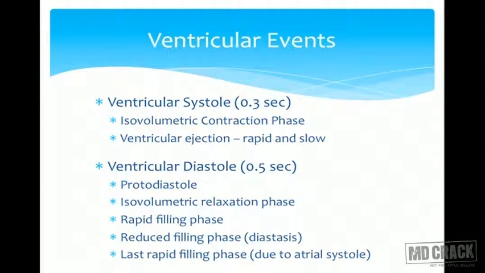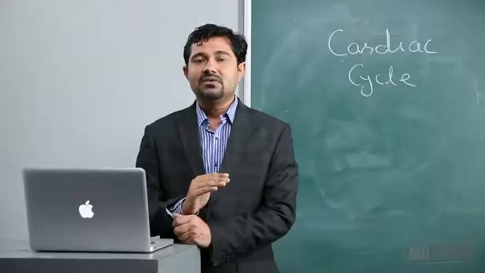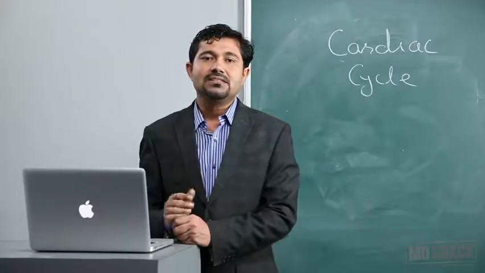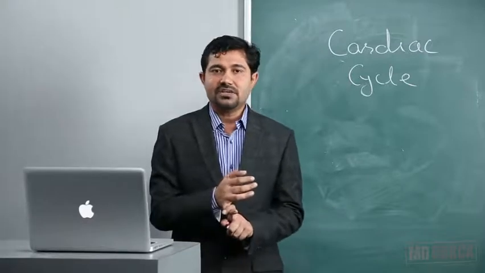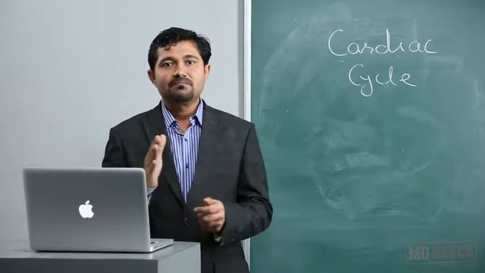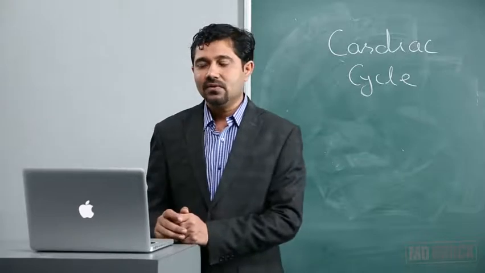What will happen in the rapid ejection phase? The ventricular pressure will go on increasing. It can go up to 120 mm of Hg or 130 mm of Hg. And then afterwards, when the blood has been ejected out into the aorta, the aortic pressure will go on increasing, whereas the ventricular pressure will go on depleting. This phase, the latter half, is called the slow ejection phase. So the next phase is the end of the ejection phase of the systole. Here the ventricular systole will end.